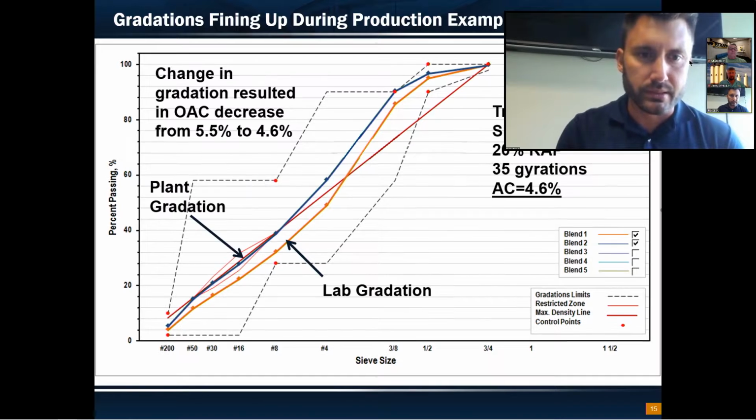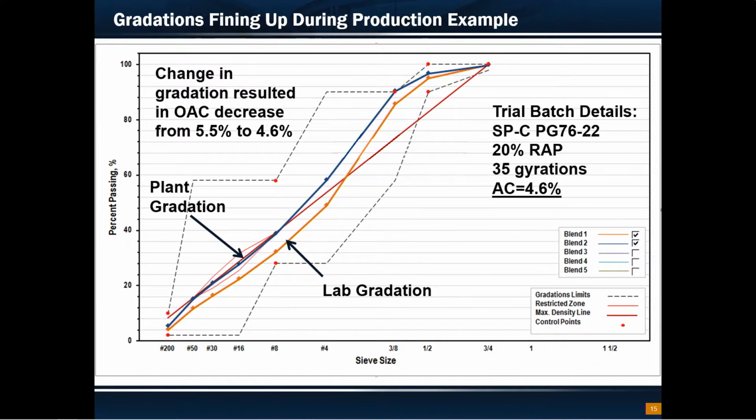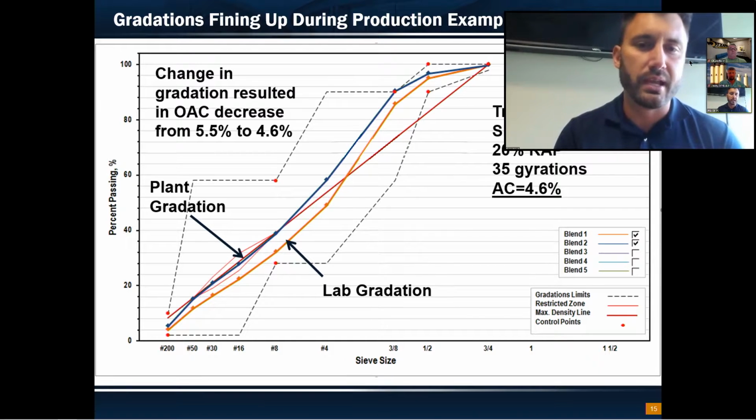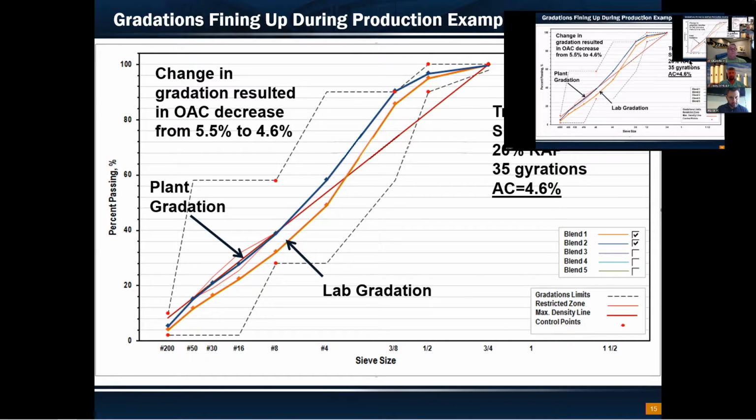If you click to the next slide, this is actually the gradation. What you see in blue is the plant gradation, as we're trial batching the material. You can see the lab gradation in the orange, and then what you produced in the blue. If you look, our optimum asphalt content was reduced from 5.5% down to 4.6% AC. That's a lot. That's significant, right?